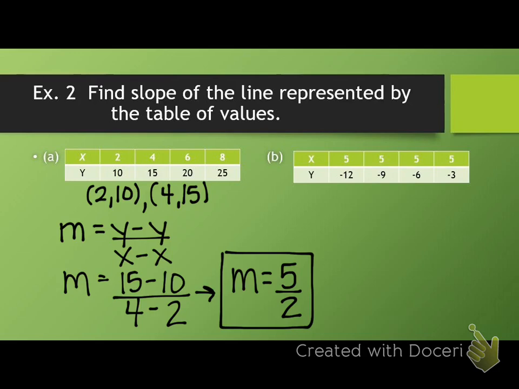Now, look at letter B. We can do the same thing we just did. We've got a table of values. We can pick 2 values. We can solve using our formula. But does anything jump out at you when you're looking at that table? All right, Julia. Okay. My x's are the same, which technically means that this line reads x equals 5.